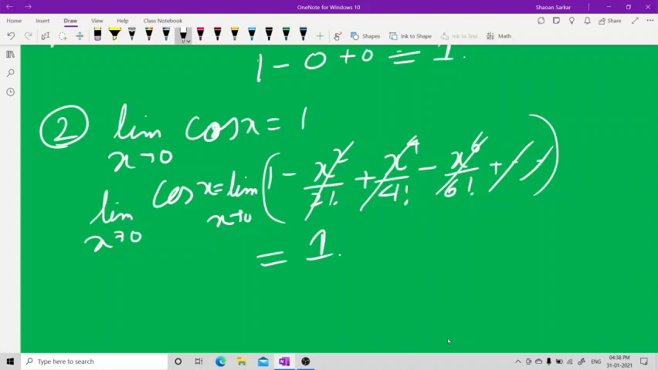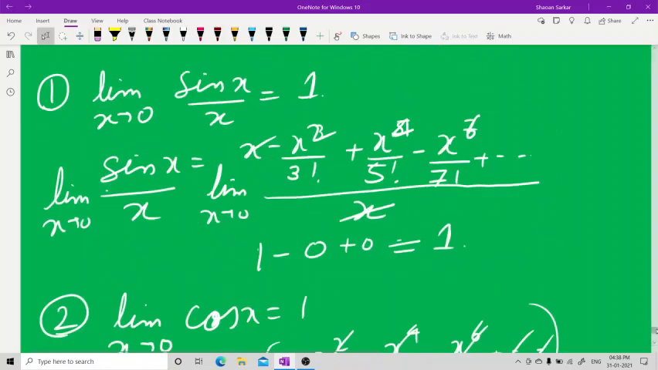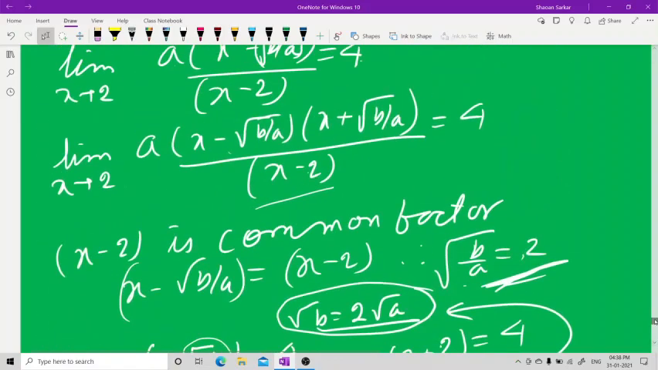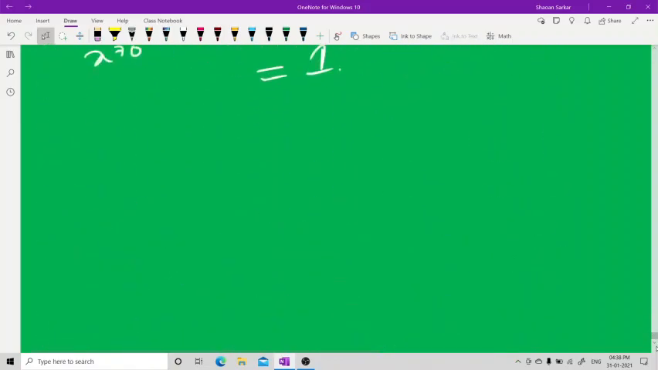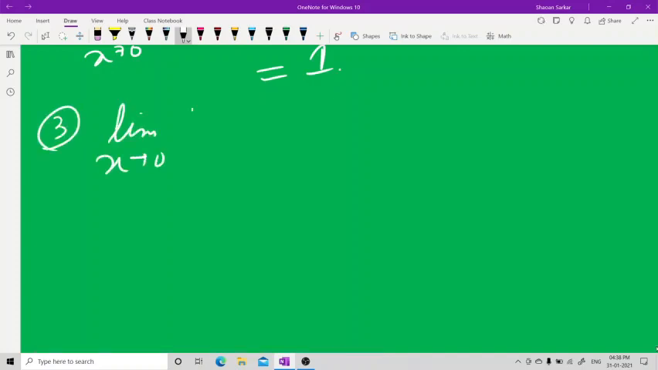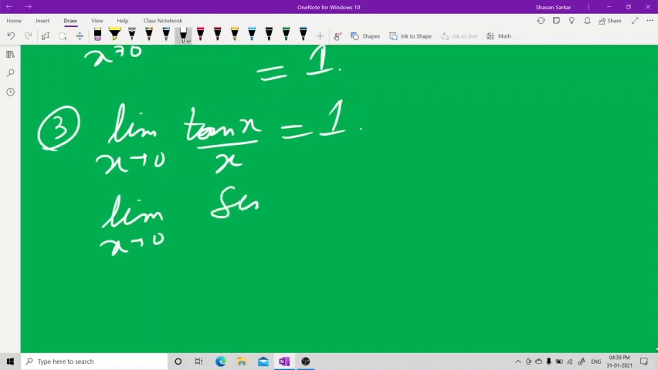Now let us see why tan x by x is 1. The third limit, as x tends to 0, of tan x by x is 1. Why? Now you can write the limit as x tends to 0 of sin x upon x into 1 upon cos x, since tan x can be written as sin x upon cos x.